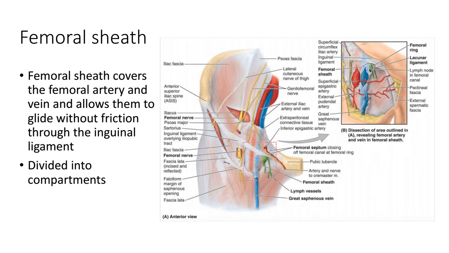A femoral sheath covers the femoral artery and vein, and it allows them to glide without friction through the inguinal ligament.